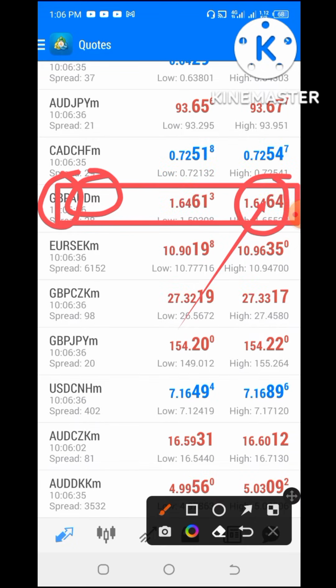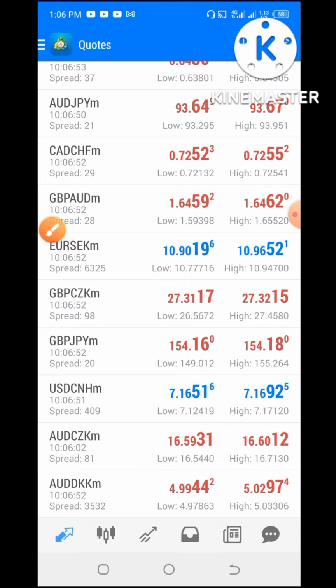For you to buy a single unit of a Great Britain pound, you need 1.6463. You can see they're always changing. 1.6462 Australian dollars for you to buy one unit of a Great Britain pound. Hope you've understood that. Now, if you've understood that, then that's fine.